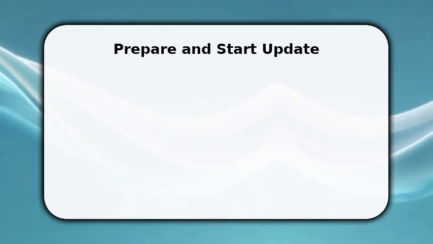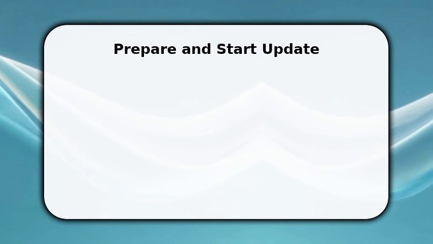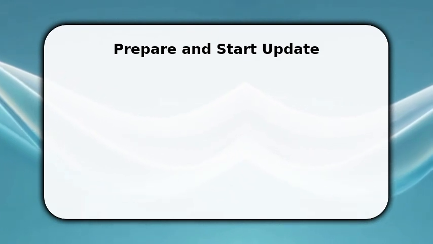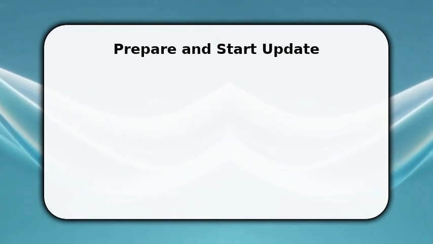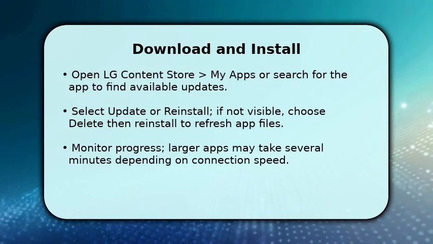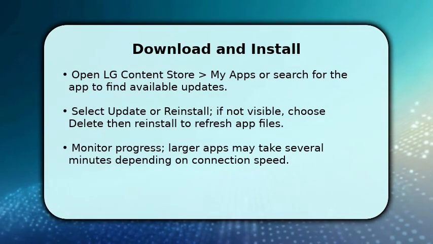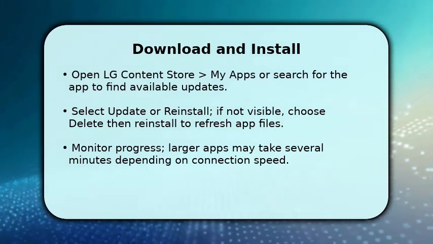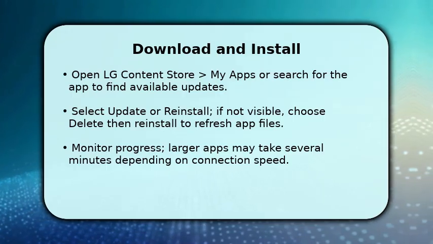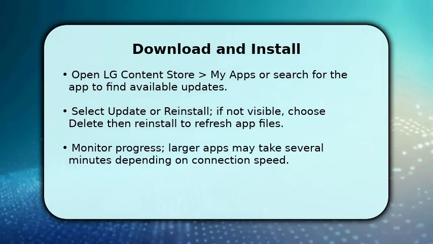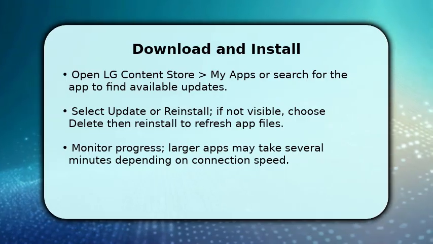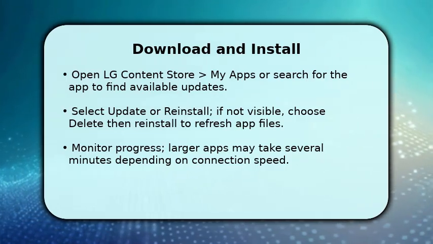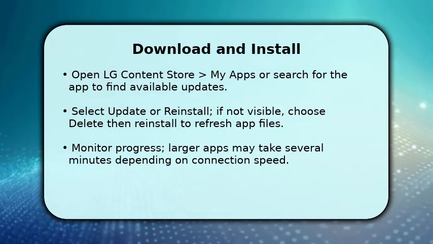Now navigate to My Apps or the search field to locate the specific app you want to update and prepare to install updates. You now perform the core update. In LG Content Store, go to My Apps or search for the app and look for an update button. Select Update and watch the progress indicator. If update is missing, choose Reinstall, or Uninstall, then Reinstall to force a fresh copy and clear corrupted files.